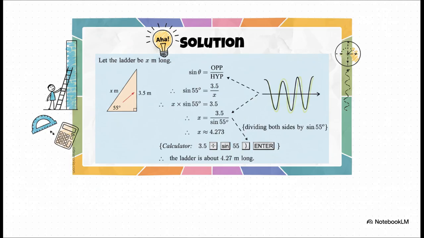Since we're working with opposite and hypotenuse, step 2 tells us to grab the SOH ratio, that's sine equals opposite over hypotenuse. Then, step 3, we set it up: sine of 55 degrees equals 3.5 divided by x. Finally, we just use a bit of basic algebra in our calculator, multiply both sides by x, divide by the sine of 55, and boom, the ladder is exactly 4.27 meters long. Pretty cool, right?